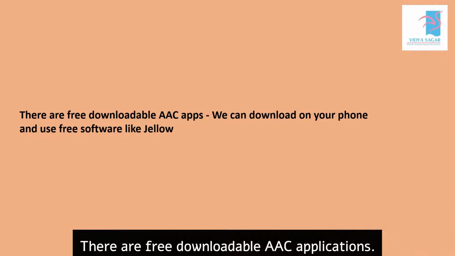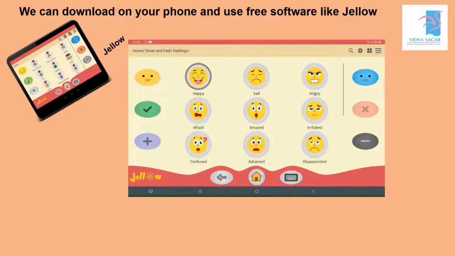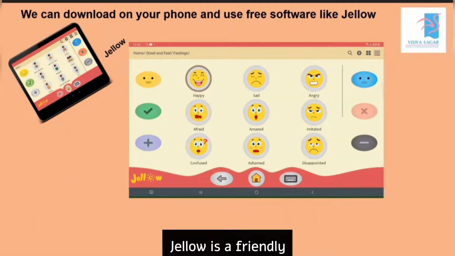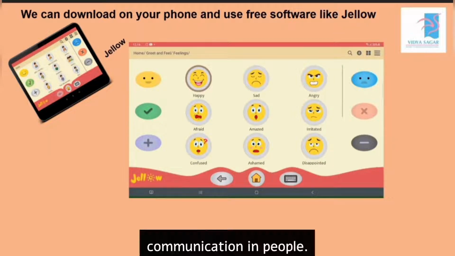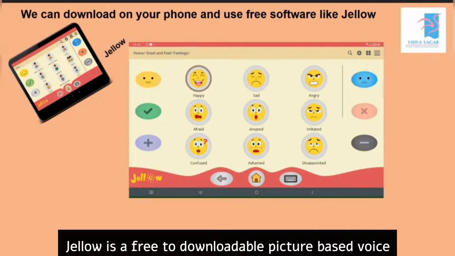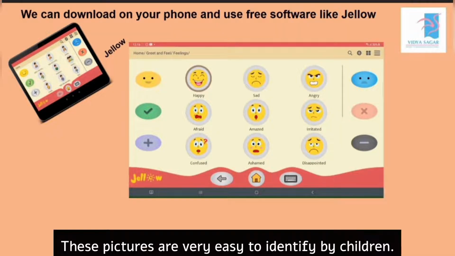There are free downloadable AAC applications we can download on our phone and use, like Jello. Jello is a friendly AAC solution that uses icons to aid communication in people. Jello is a free downloadable picture-based voice output system. These pictures are very easy to identify by children.